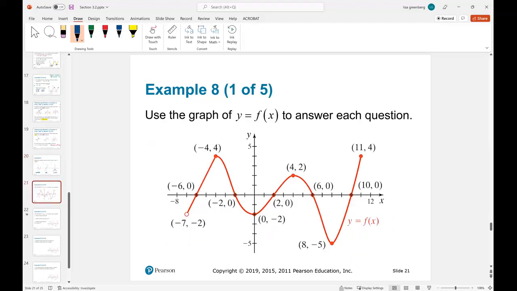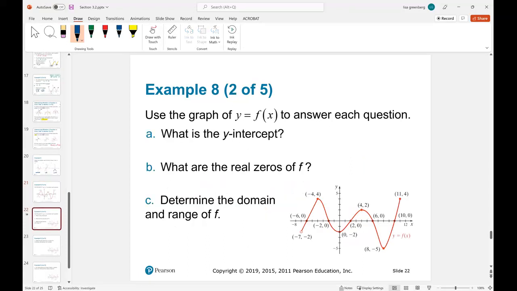All right, so use this graph to answer each question. I guess the questions are coming. Oh, okay, yes.